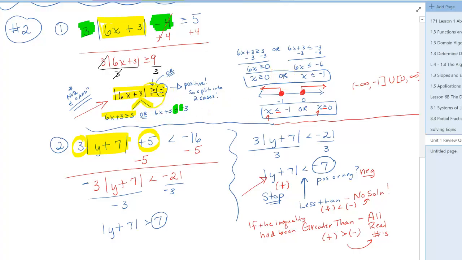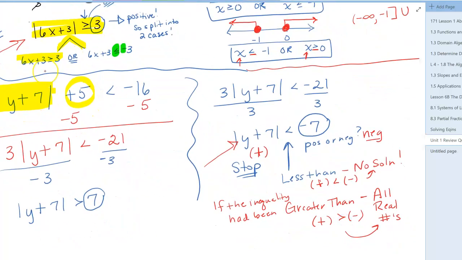If it's greater than, you're going to take what you have, and then, or the second case would be less than the negative. If it had been less than, then this would be the same, but instead of or, you would have and. So 6x plus 3 is either less than 3 and greater than negative 3. That would be the in-between case. And the or is the either side.